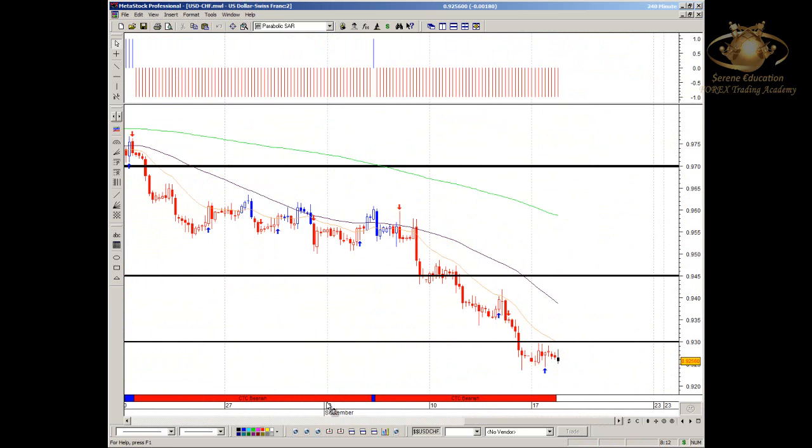Notice our CTC histogram is negative across the board. We're making lower swings. Our moving averages are all above price, acting as resistance. All we need now is a definite confirmation signal, i.e.